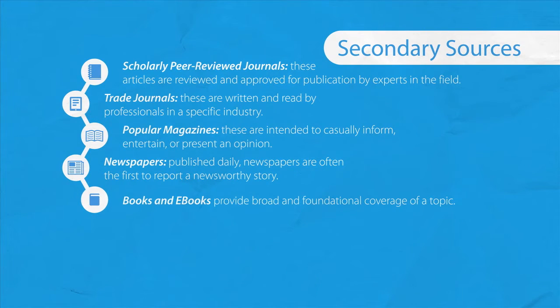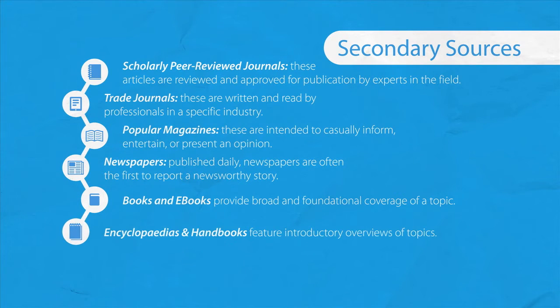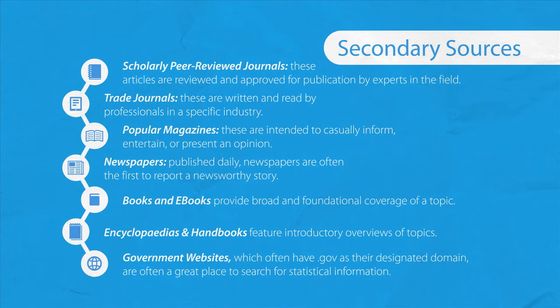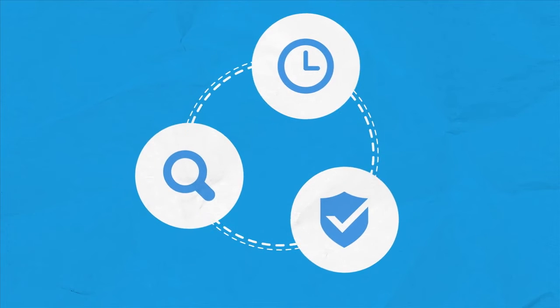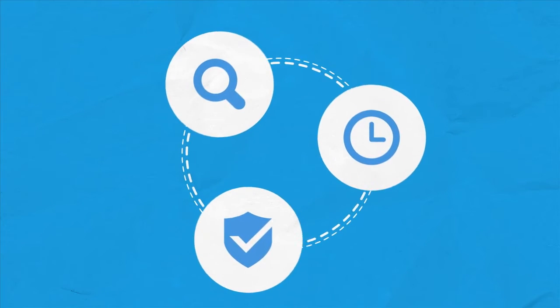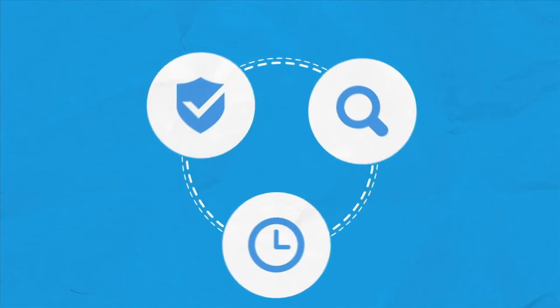Books and e-books provide broad and foundational coverage of a topic. Encyclopedias and handbooks feature introductory overviews of topics. Government websites, which often have .gov as their designated domain, are often a great place to search for statistical information. In addition to making a decision about whether or not information is appropriate and relevant, you need to be able to evaluate the information you read by using critical analysis.